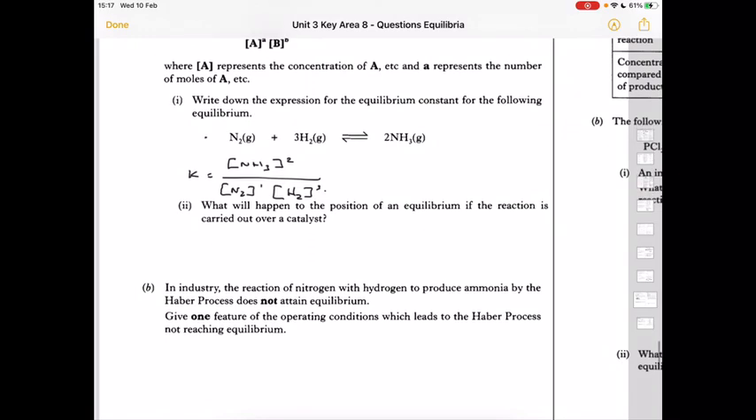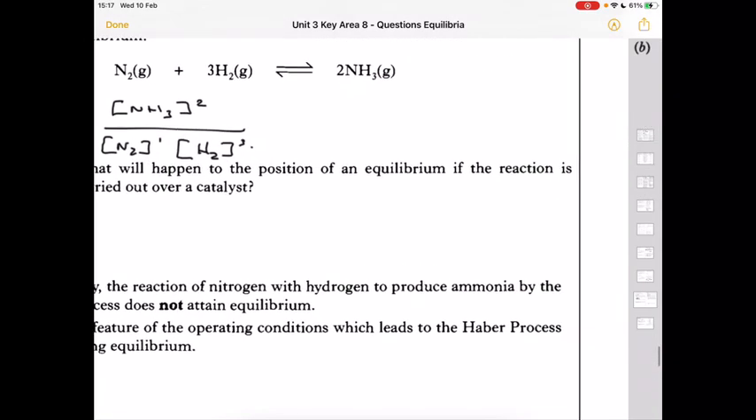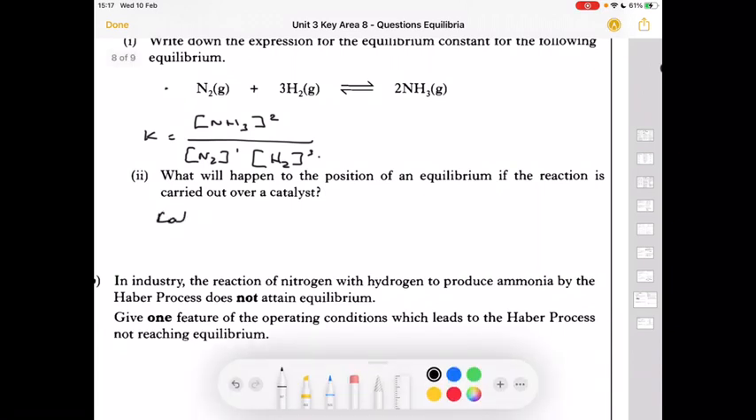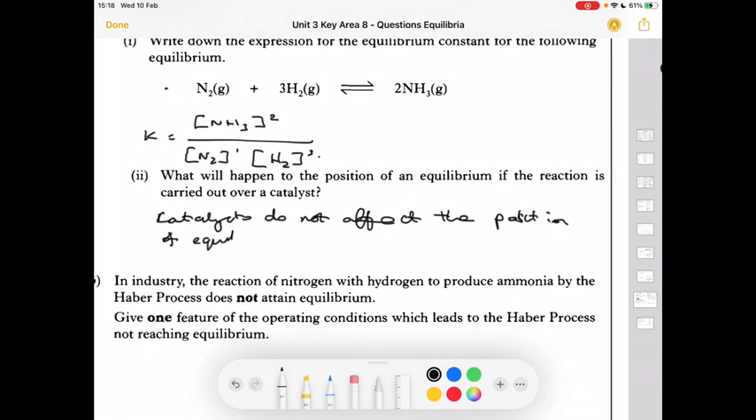Second one, we're going to do what will happen to the position of equilibrium if the reaction is carried out over a catalyst. There is no effect. Catalysts do not affect the position of equilibrium. The position would not change.